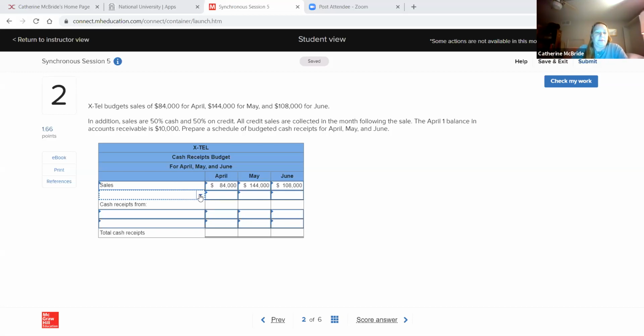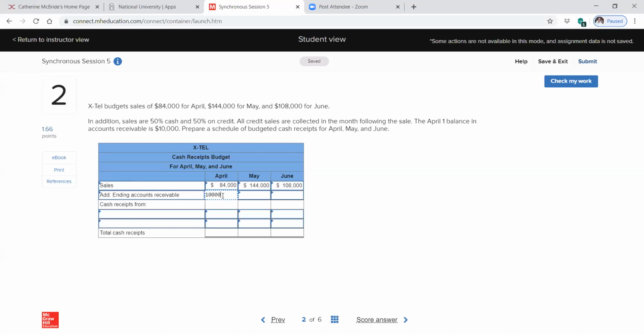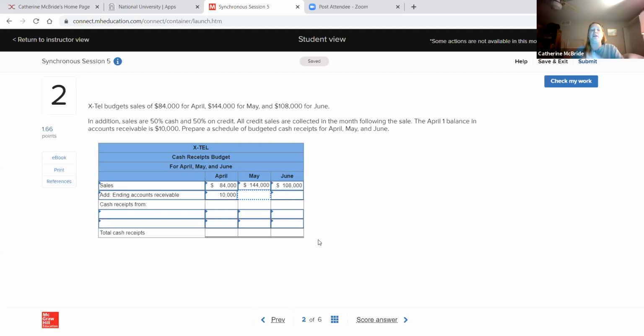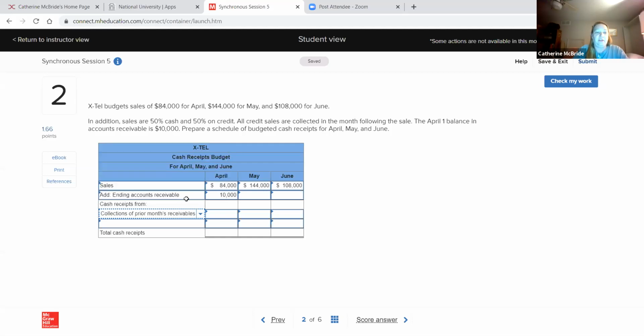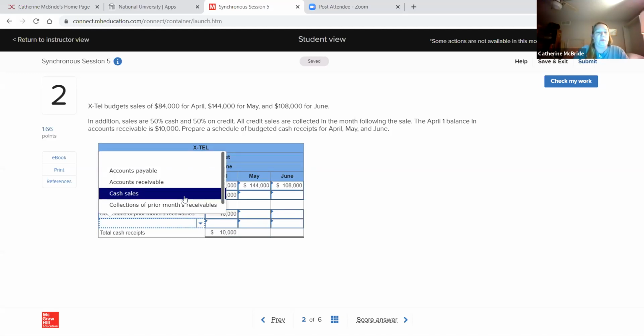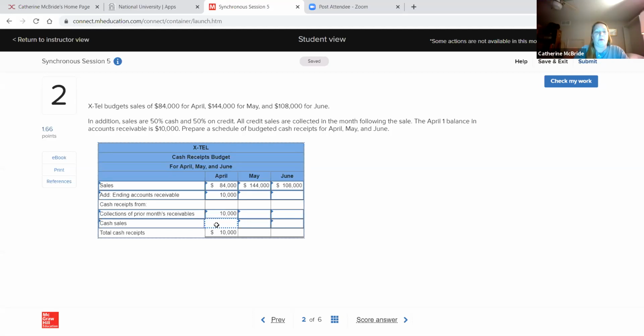All right, so we have our sales. Cash receipts from, we're going to add our ending accounts receivable, because that could be collected, right? So now what we have here is everything that could conceivably be collected in April, right? So we know that the cash receipts, first of all, we get all of the accounts receivable from the previous month. And we get 50% in this case of our sales. So 42,000.